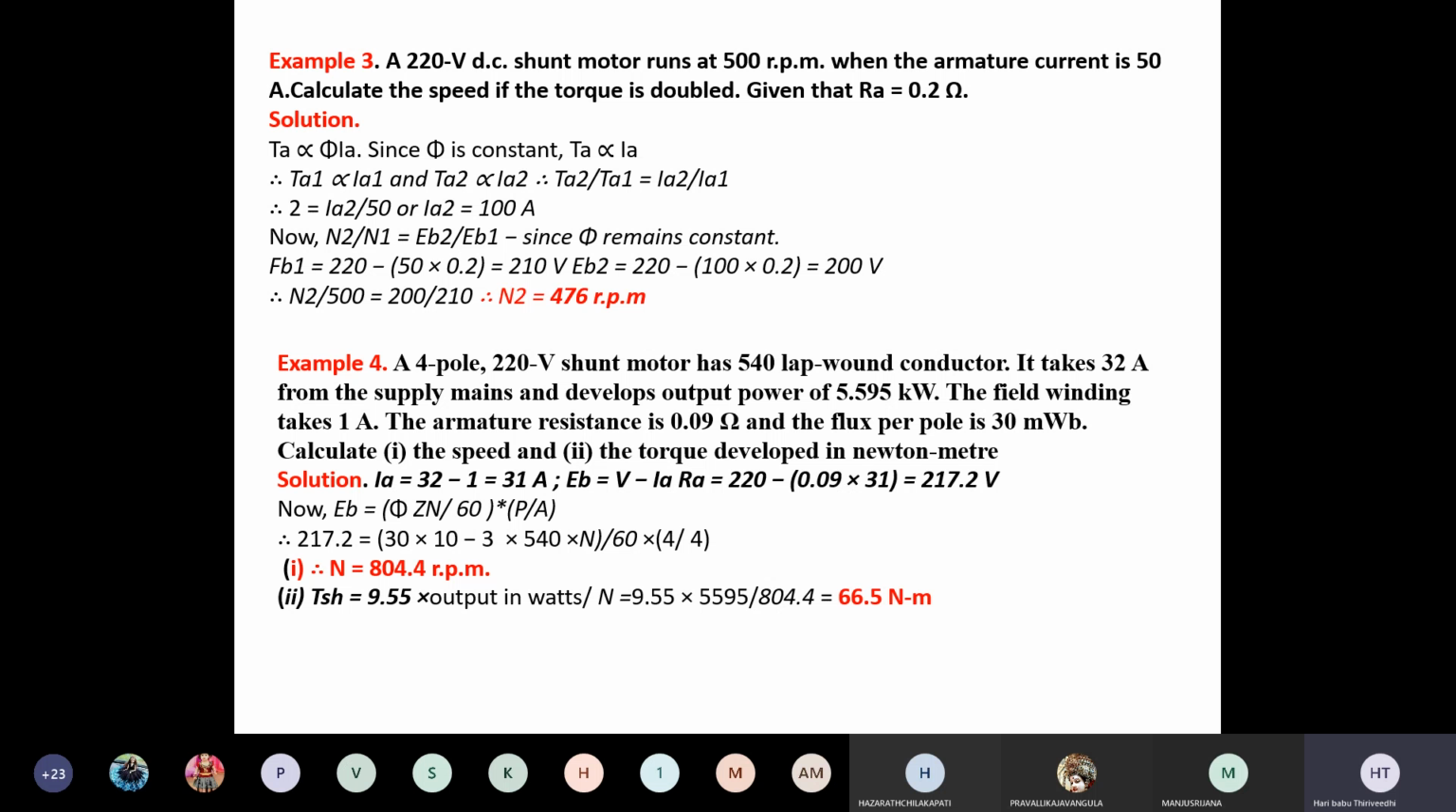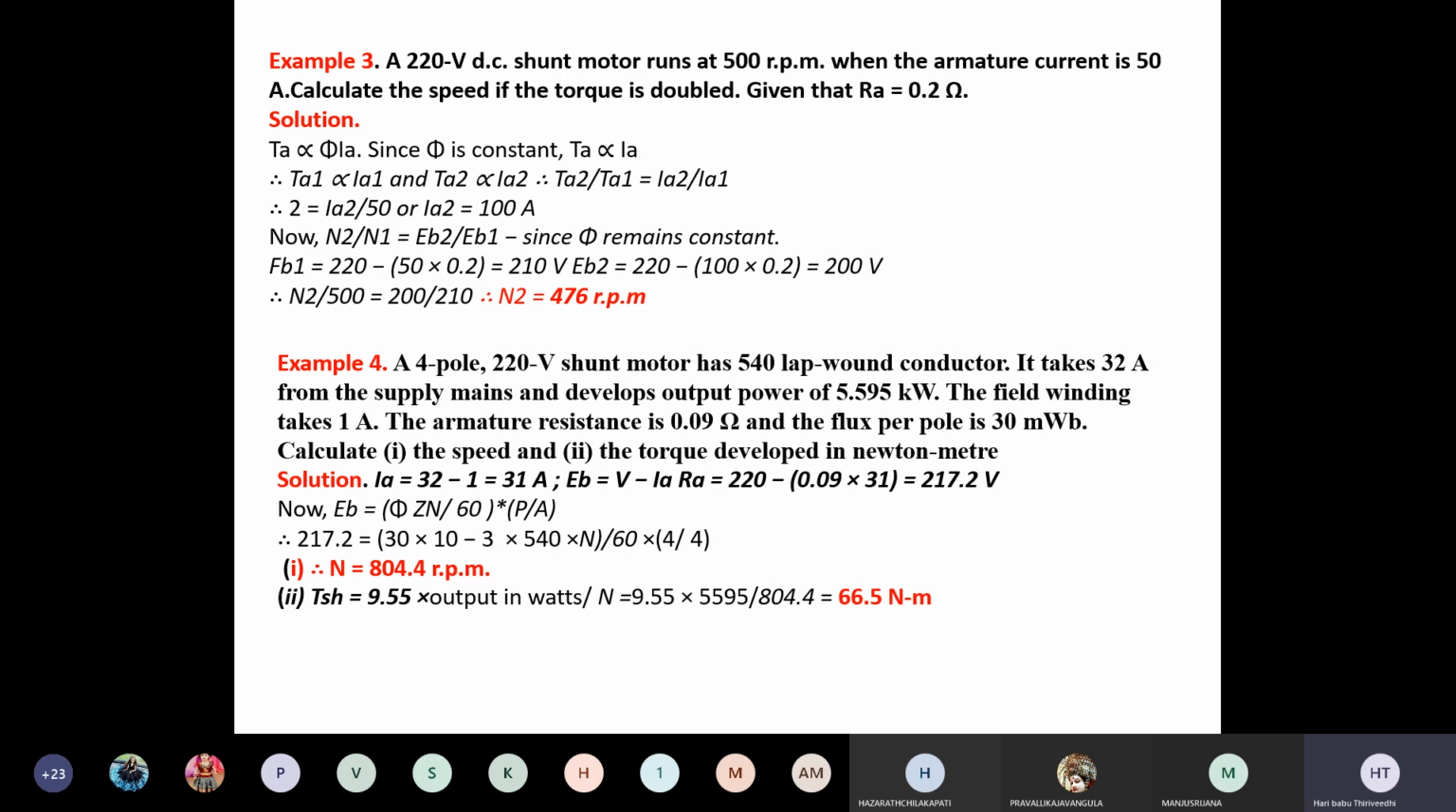Torque is doubled, so the second torque is doubled, that means 2 TA1 by TA1, that is nothing but 2 is equal to IA2 by IA1. They gave 50, therefore IA2 is equal to 100 amperes, right? So from the torque doubled condition we determine IA2. They gave IA1 as 50 amperes and we determined IA2, that is 100 amperes.